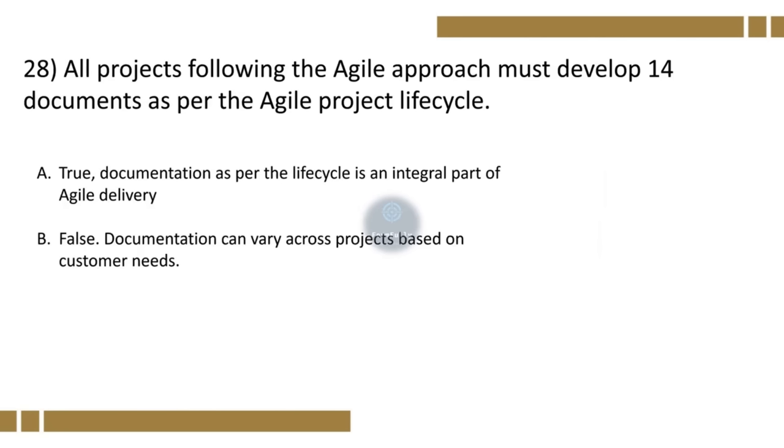Question 28. All projects following the agile approach must develop 14 documents as per the agile project lifecycle. Option A, true, documentation as per lifecycle is an integral part of the agile delivery. Option B, false, documentation can vary across projects based on customers' need. And the correct option is B.